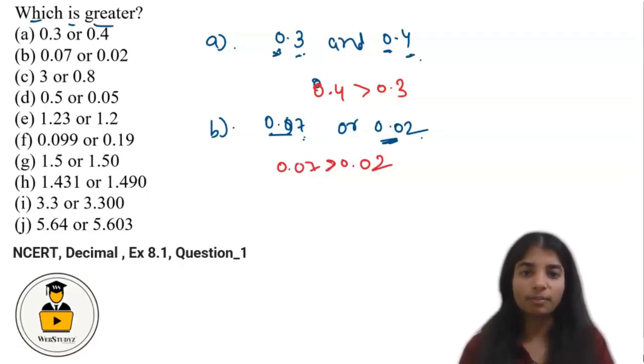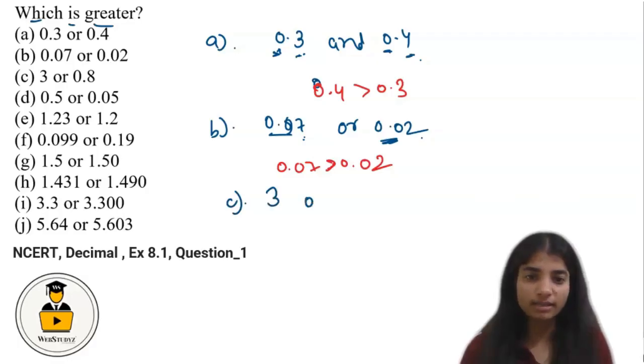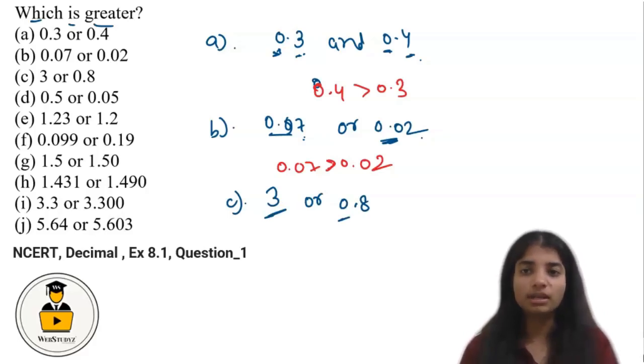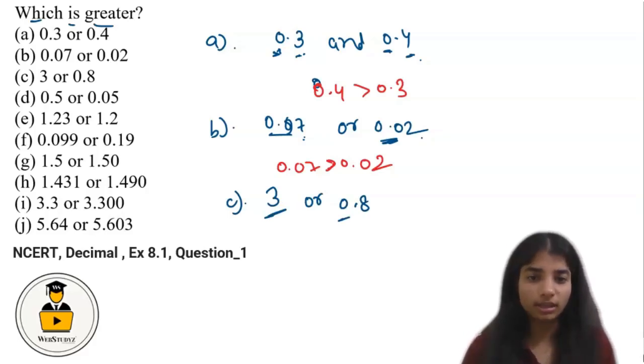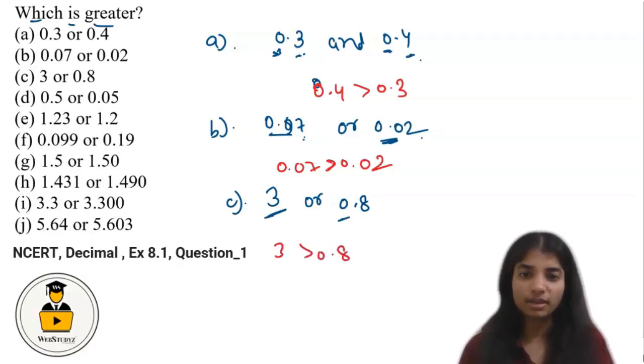Now let's move to part C. In part C, we have the values 3 or 0.8. Look here, 3 is greater than 0. We know that. So we can say that 3 is greater than 0.8. This is the answer to part C of this question.